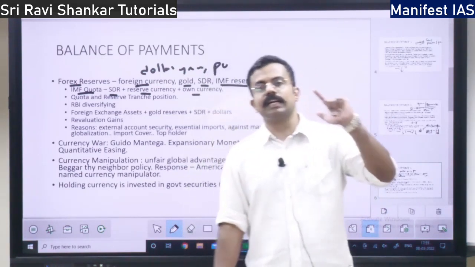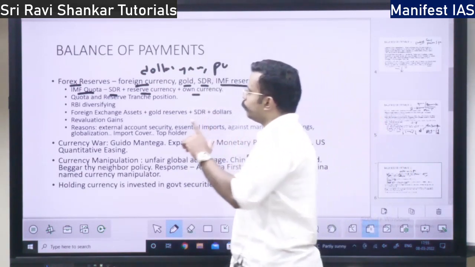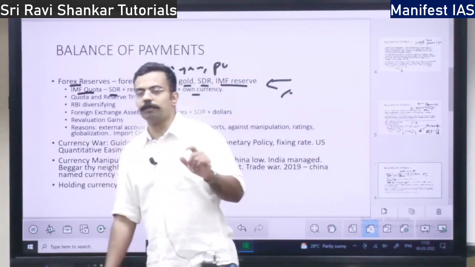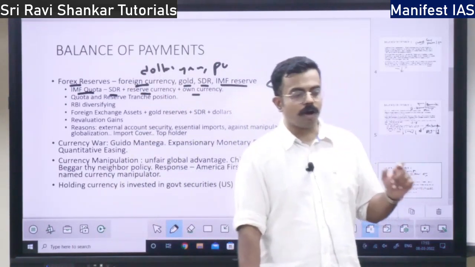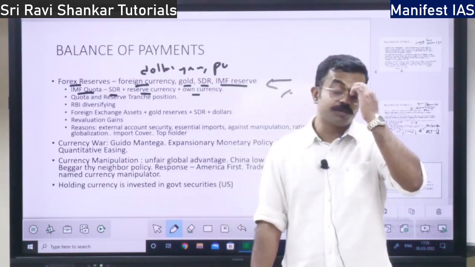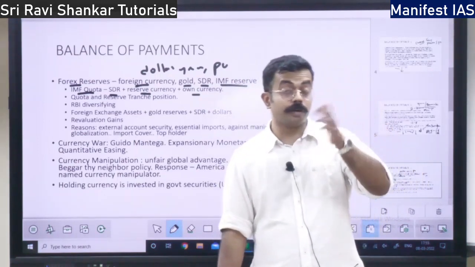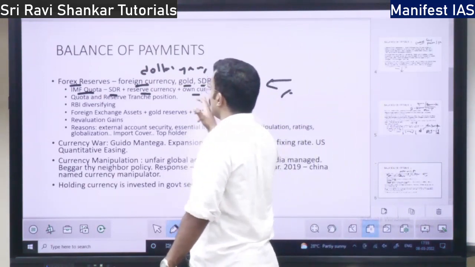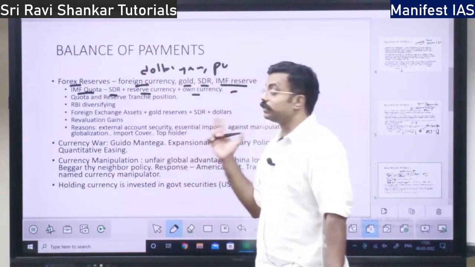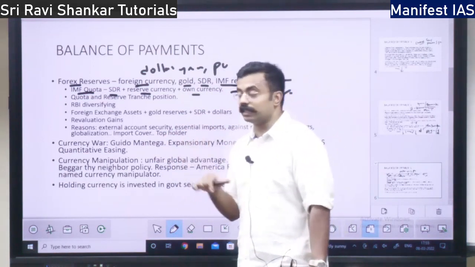It includes three currencies which will form the International Monetary Fund quota. Every country will be allotted one quota. According to that quota, voting rights will be given in IMF for the countries. So it includes SDR, reserve currency, and own currency. Reserve currency is foreign currency, any foreign currency.